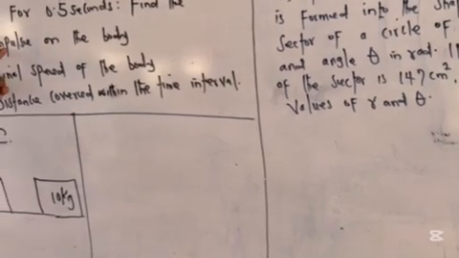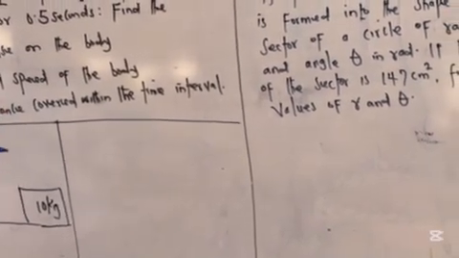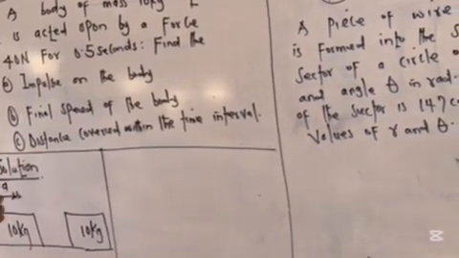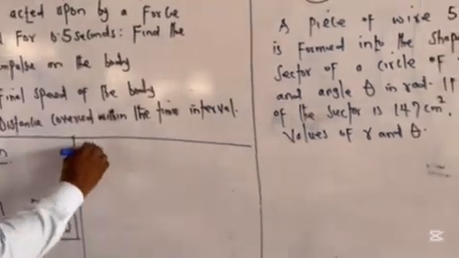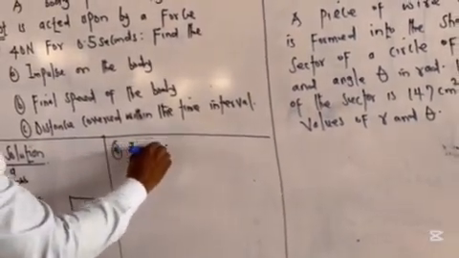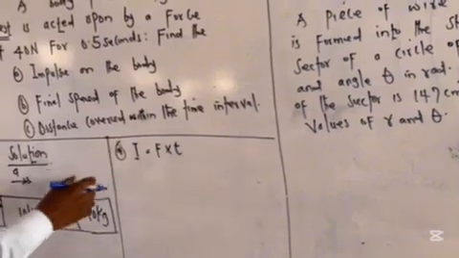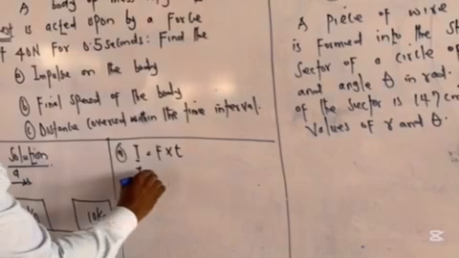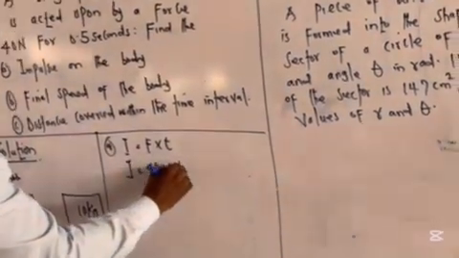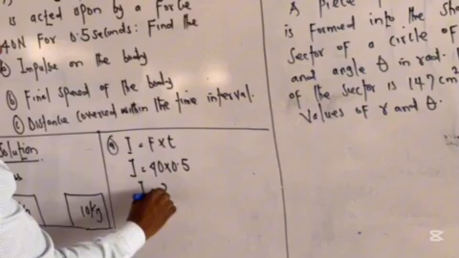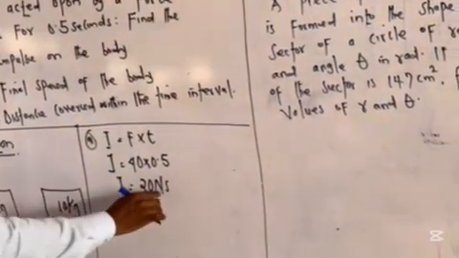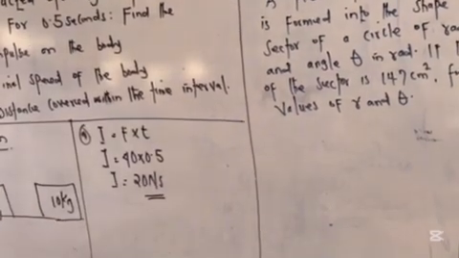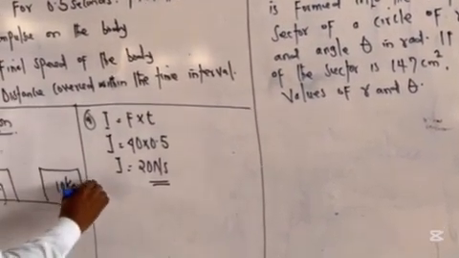So the first question demands that we find the impulse of the body. What is impulse in the first place? Impulse, by definition, is the product of force and time taken. So for question A, impulse is simply force times time. From the data given to us, the force is 40 Newton and the time is 0.5 seconds. So my impulse becomes 40 times 0.5. If I multiply, the impulse gives me 20 Newton seconds. That's the unit of impulse, because force is in Newton and time is in seconds. That's settled question A. Let's go to question B.